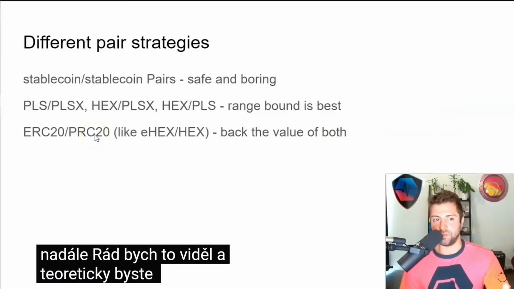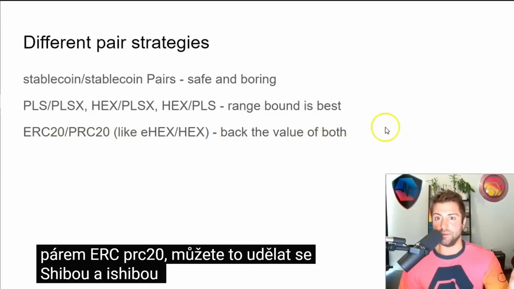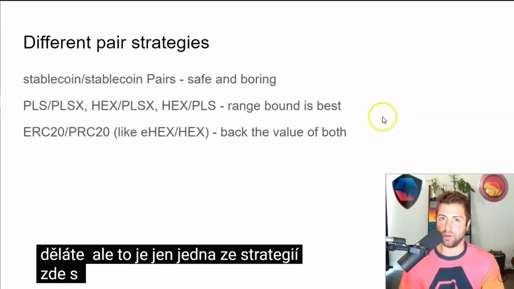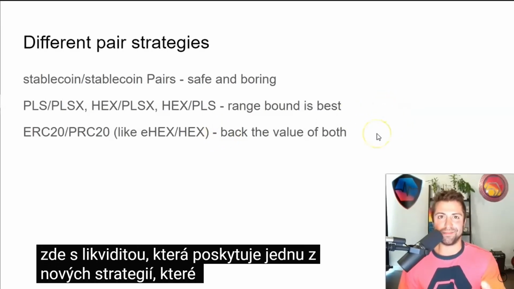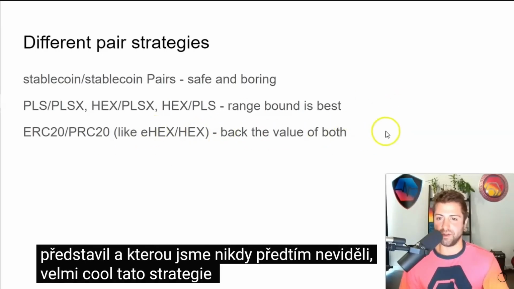And you could theoretically do this with any ERC-20 or PRC-20 pair. You could do this with Shiba and eShiba. I don't care what you do, but that's just one of the strategies here with liquidity providing. One of the new strategies that PulseChain has introduced that we've never seen before, right? Very, very cool, this strategy right here.